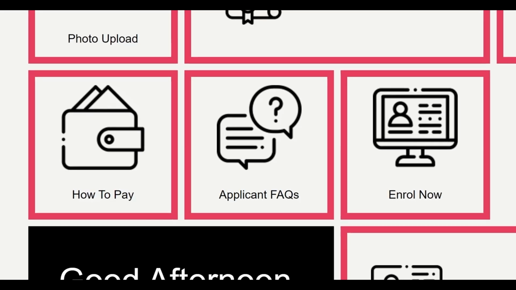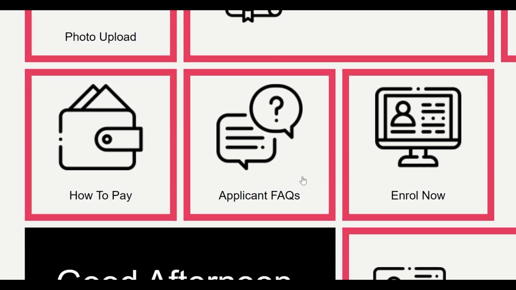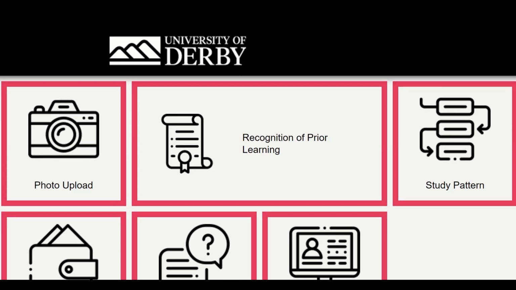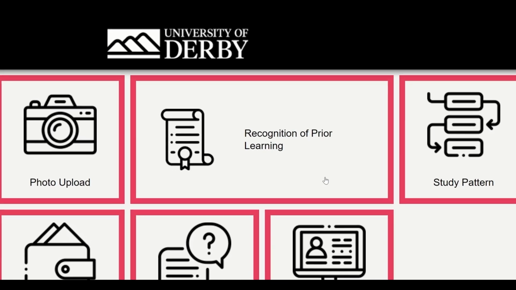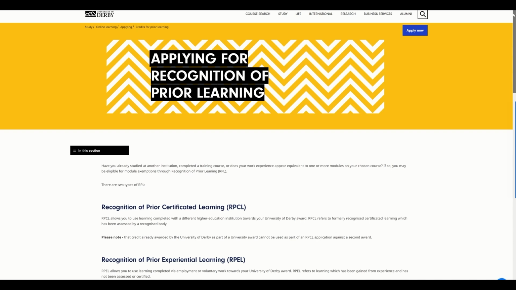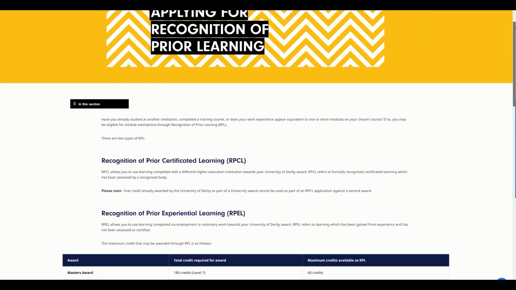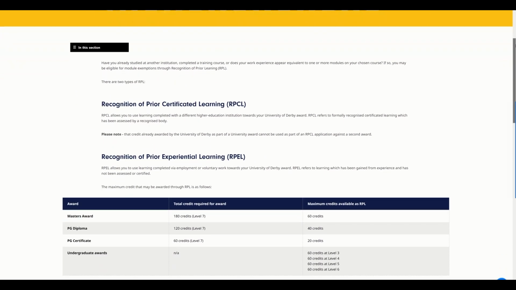The FAQ tile is where you'll find answers to a variety of key frequently asked questions. The recognition for prior learning tile will provide you with the key information you will need in order to apply for exemptions for prior experience or studies.